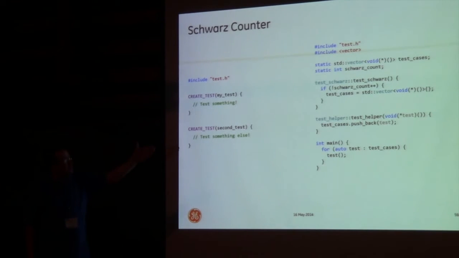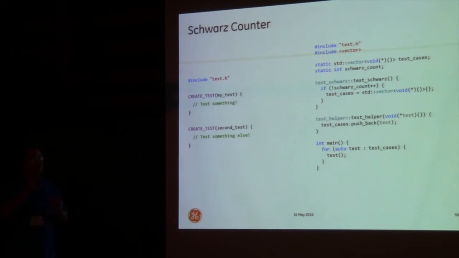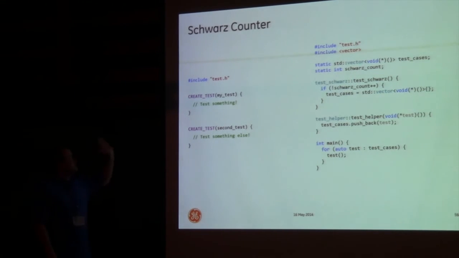The Schwartz counter will make sure that the test cases vector has been initialized, and we get down to main, and it'll call it, run everything in test cases. This is great, except for the ordering between translation units. The test cases is going to be initialized twice.